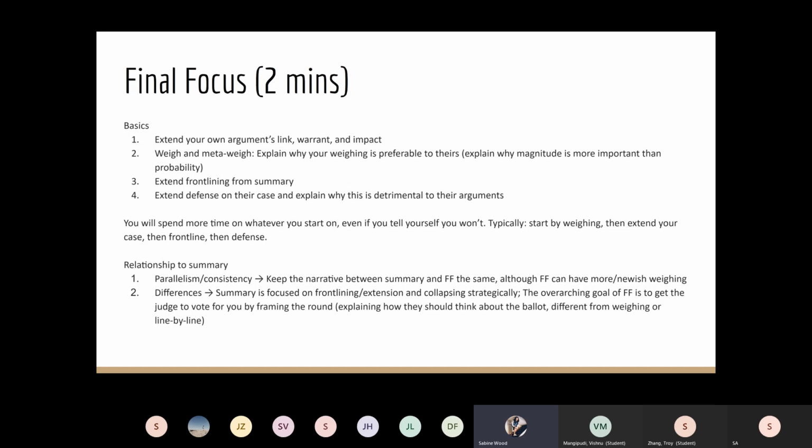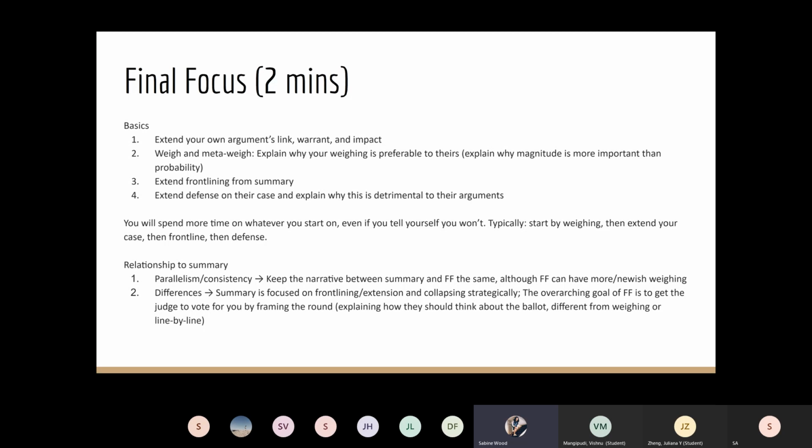In final focus, the most important thing to pay attention to, especially when you're doing practice rounds, is timing, because it is shorter than other speeches. Even if it's 3 minutes, it's still quite short in comparison to the other speeches. For example, in rebuttal, it's okay if you go a little bit top heavy, if you spend a little bit too long on the first things that you discuss. But in final focus, that can become really difficult and can prevent you from winning the round, especially when it's only 2 minutes.